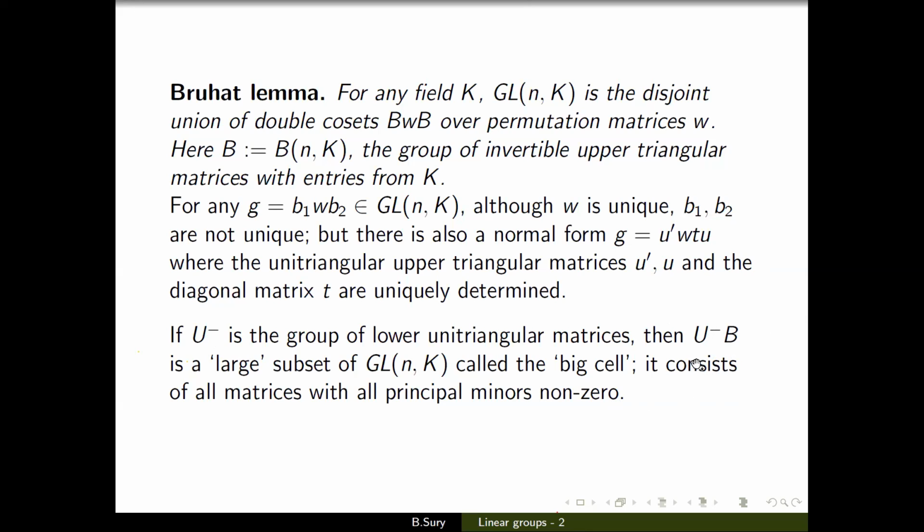It is a very nice exercise to check that precisely this is that subset of GL_n(K) consisting of all matrices where all the principal minors are non-zero. Sometimes it's called the big cell. So it's a very big subset. In other words, lower unit triangular times upper invertible gives almost the full group. This is a product as a set, just a set. Okay, let's prove this Bruhat decomposition. Maybe uniqueness we can discuss during the tutorial.